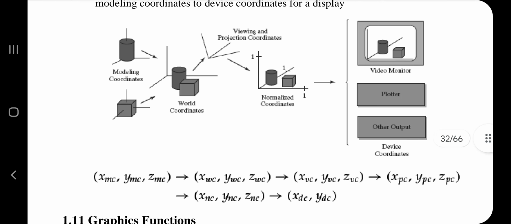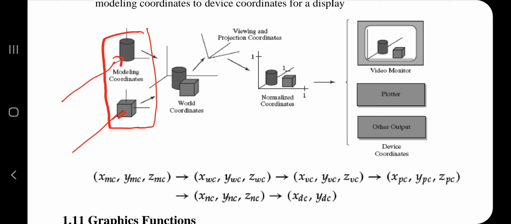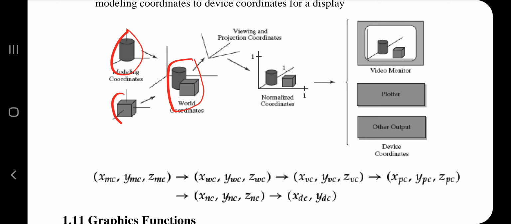Now how to convert that story into the diagram: first is the modeling coordinates. In modeling coordinates, you will be looking at single objects from different perspectives. You consider the height, width and diameter, what the parameters of each are, individually. That is known as modeling coordinates. Then we have the world coordinates. World coordinates means whatever individual things you had considered, mix them and take them together.